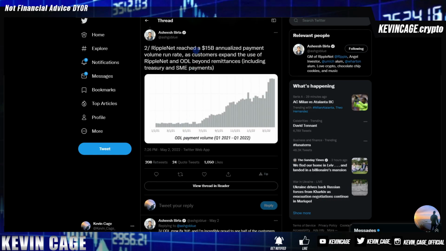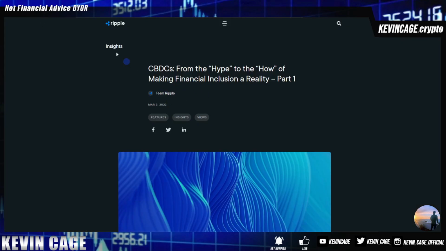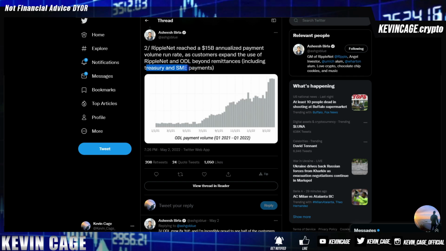RippleNet reached a $15 billion annualized payment volume run rate as customers expand the use of RippleNet and on-demand liquidity. This is huge for XRP. If you've noticed the website, you've noticed the focus. They have XRP everywhere. And this is beyond just remittances. Think of lines of credit, peer-to-peer lending, as we've discussed in this recent report as well, including treasury and small and medium enterprise payments. Look at that growth.